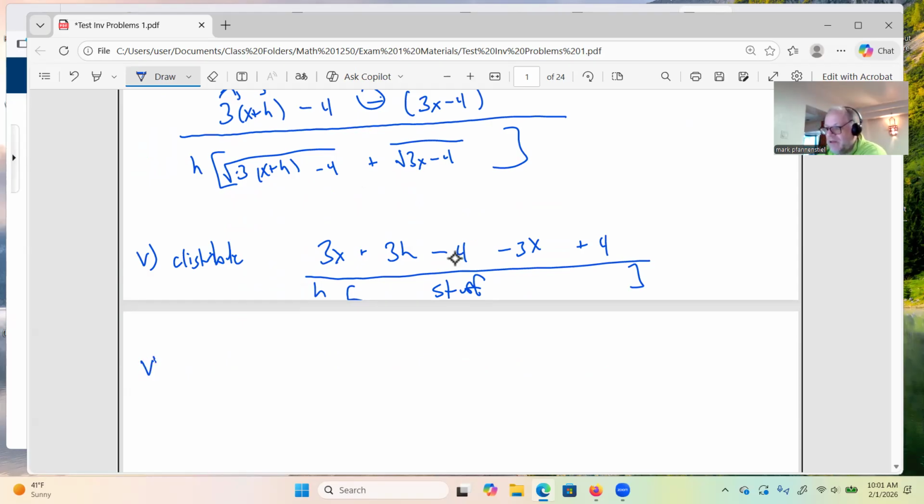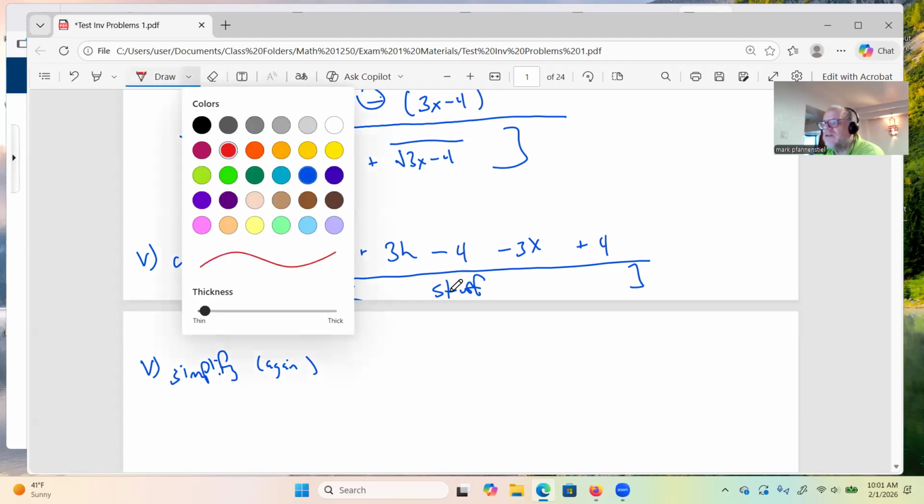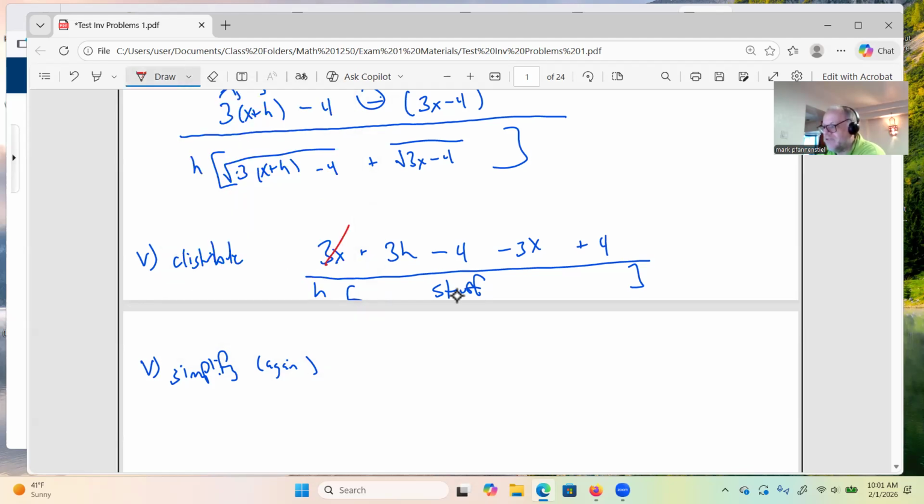And then simplify again. Okay. And then we have our 3x. We'll go ahead and change colors. So we have our 3x and our 3x. Those guys cancel. Okay. Our negative 4 and our positive 4. That cancels. Now let's go ahead and write our penultimate step here.